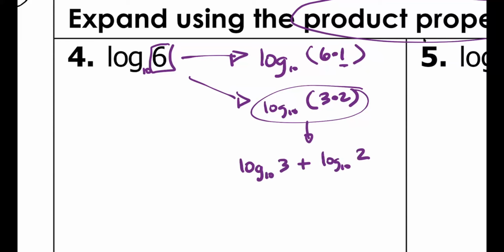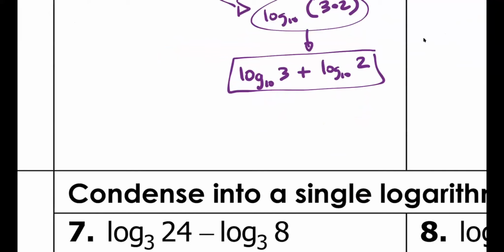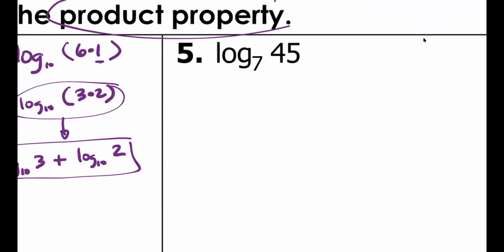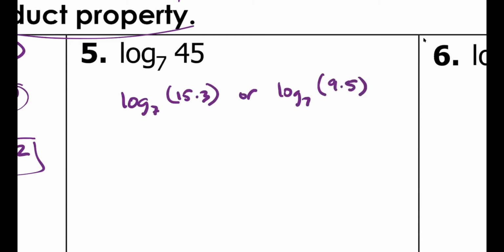And again, you don't have to write that 10 if you don't want to. And there I expanded this one log into that. Okay, let's try another one. Log base 7 of 45. Well, let's make 45 into a product. 45 is 15 times 3, or 45 is 9 times 5, right? Or 45 times 1, but again, we don't use that one. So either way, doesn't matter.